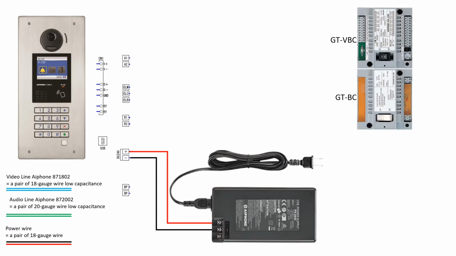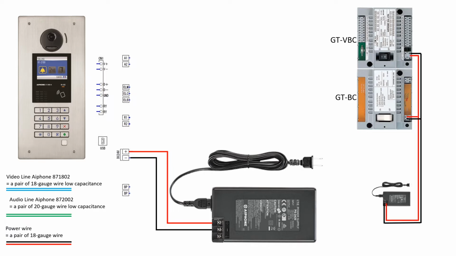Now we'll start wiring our system. We'll take the plus and minus from the entry panel and put that directly to our first PS2420. Now we'll take another PS2420 to power our back end, our GTBC and VBC. So we'll throw a wire in and we'll share this power supply with the BC and VBCs.